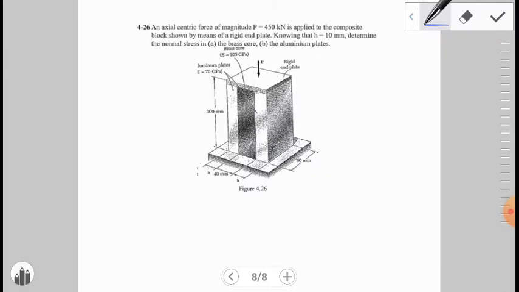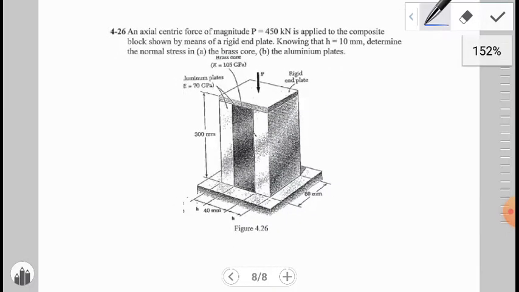Next question. Again, we have a composite member. We have two different materials, aluminium and brass. Yes, brass and aluminium.